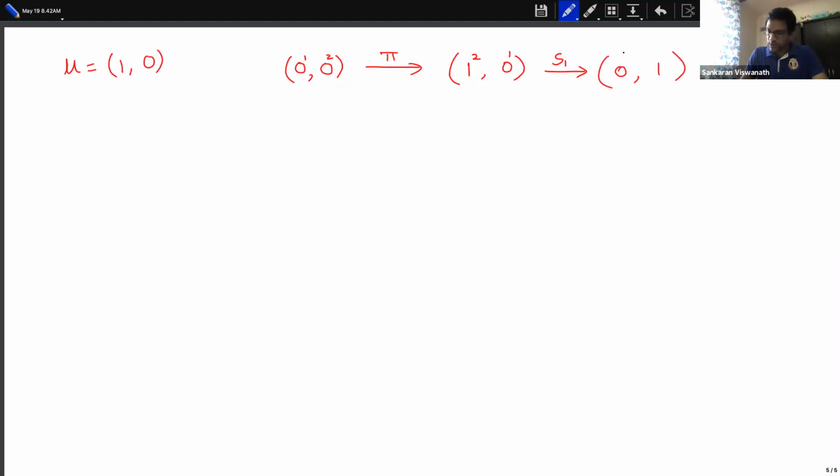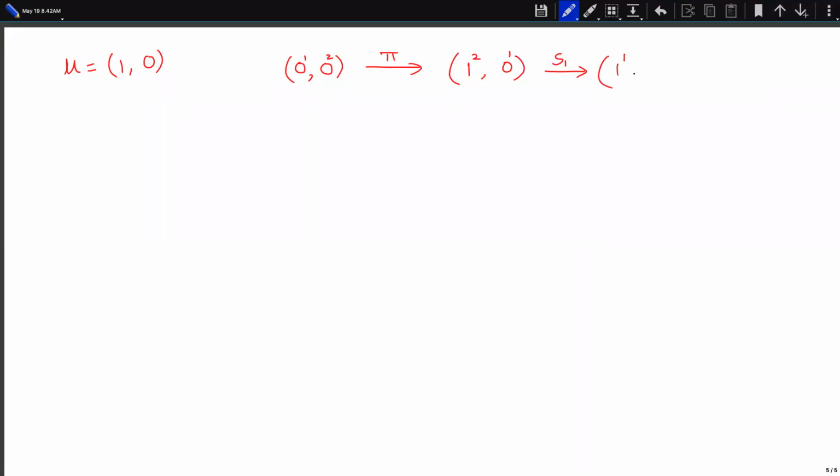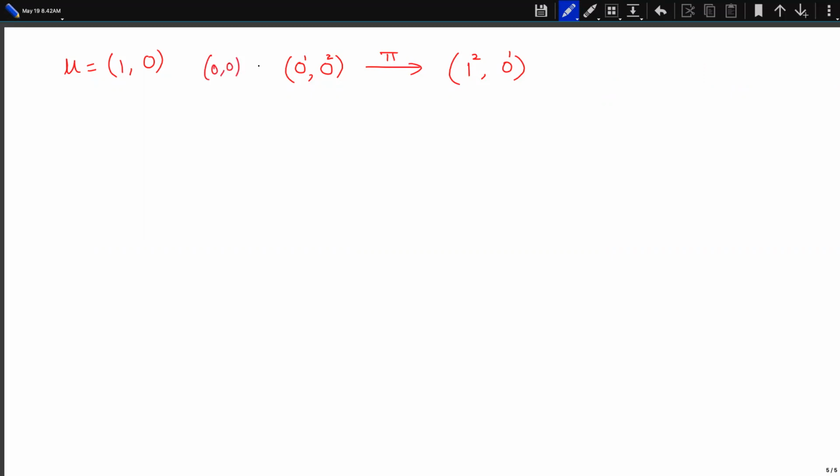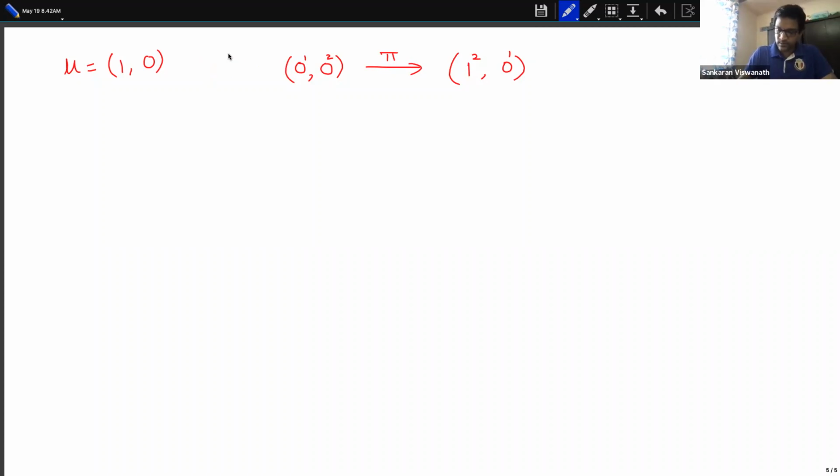So this is 1, 0, but then when I apply an S1, what happens? The first abacus moves to the second place. So do you have to pre-apply S1? Should you have applied the S1 before pi? I have to apply S1 before pi. Absolutely, thank you. So if I did that, then I would get them in the right order. Let me just write the answer. So T mu, in some sense, is not pi in this case, but rather pi S1.